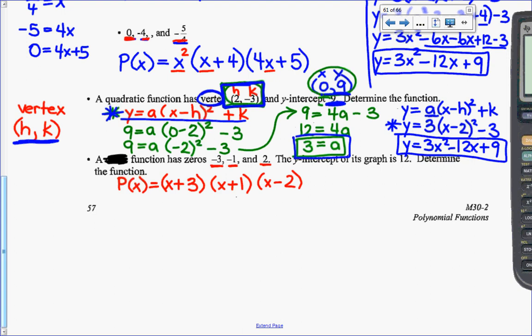Now the problem is, when I look at this, I notice that my y-intercept has to be 12. But remember, if we multiply these constants, we're going to have 3 times 1, which is 3, times negative 2, which is negative 6, not 12. So something is wrong with this.